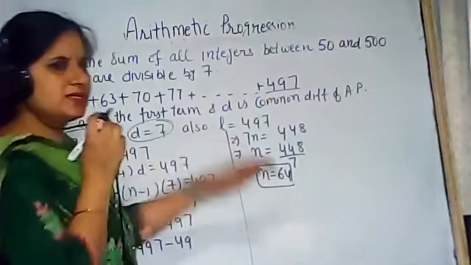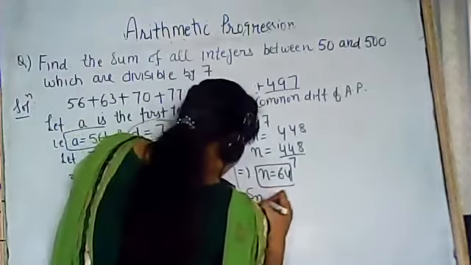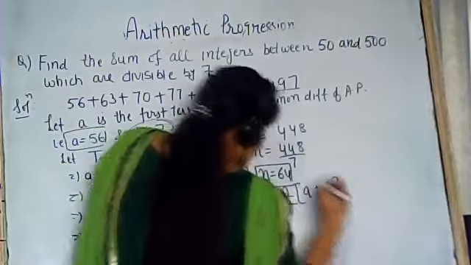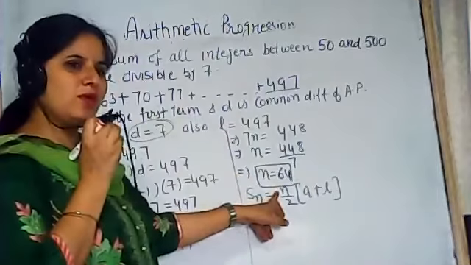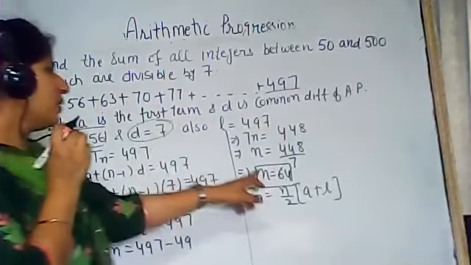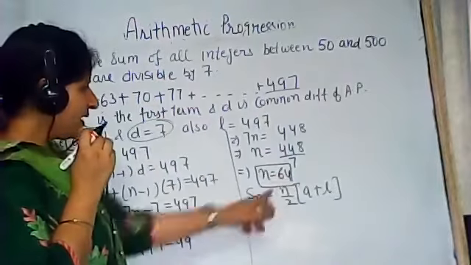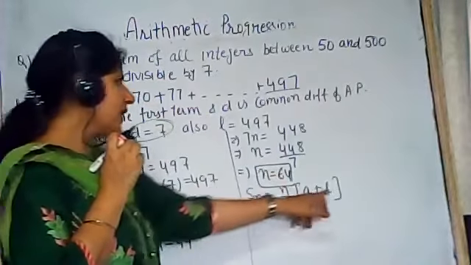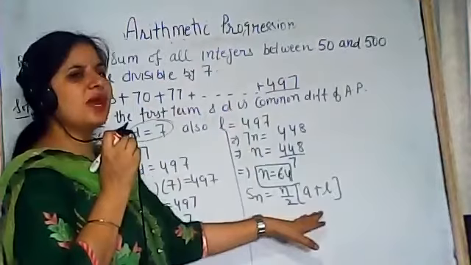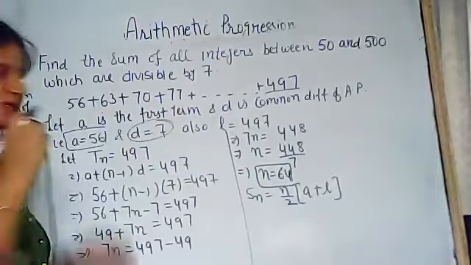Why have we done this step? Because we want to calculate the sum of this series. To calculate the sum, we need the value of n. So that's why we have performed all these steps, so that we can get the value of n. Now n is equal to 64. a and l are already given in the statement. Substitute all the values and you will get the sum of the given series.